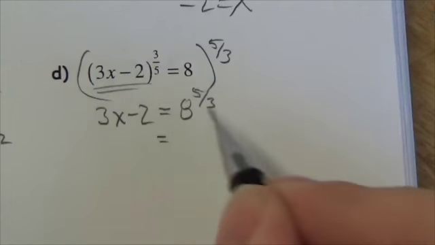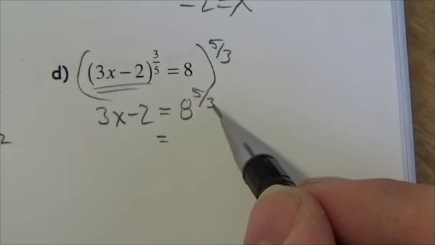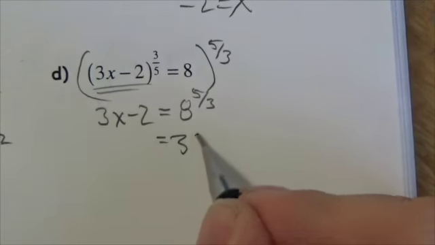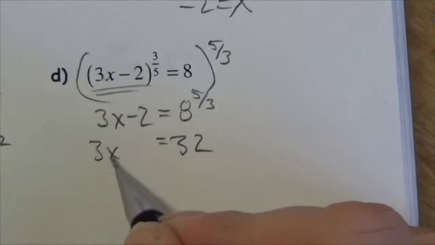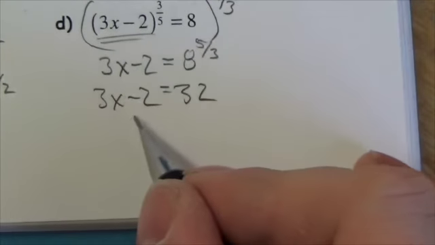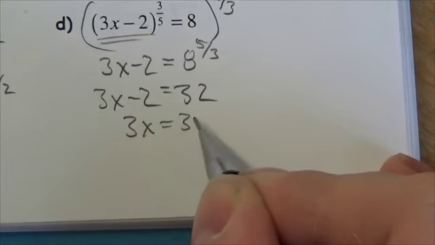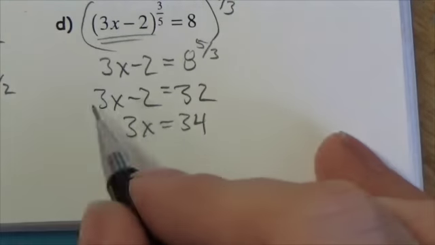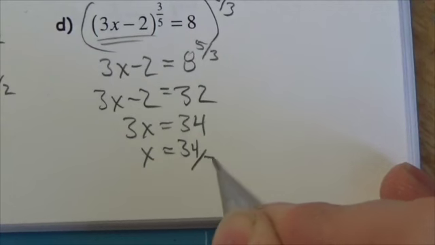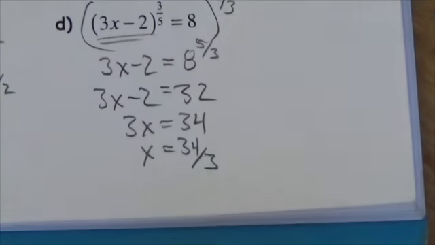Now let's deal with this first here. I'm going to do the cube root first because I know the cube root of 8 is 2. And then 2 to the 5th is 32. And I haven't done anything to the left-hand side, so it's still there like that. So now I'm going to bring the 2 over. So 3x is equal to 34 because I have to add 2 to both sides. So x is equal to 34 over 3. There's our solution.